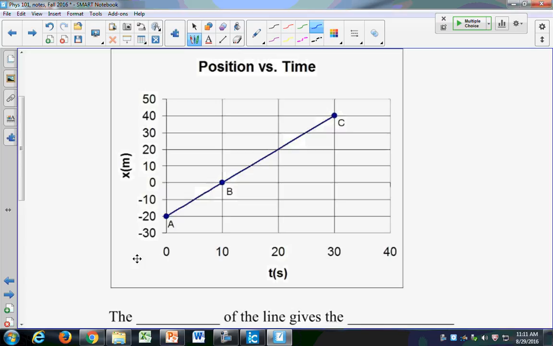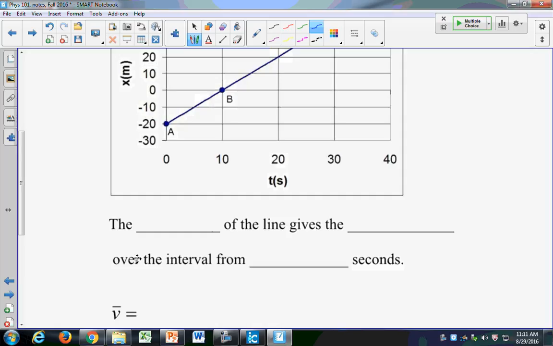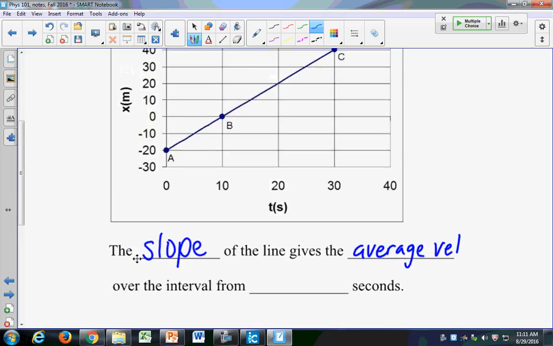Now, in this particular case, the slope of the line, or the derivative of the line, gives the average velocity over the interval from, well, if we're going over the full interval, from t equals 0 to 30 seconds. All right, remember average velocity. You've already written this down. Let me write down: it is delta x over delta t.